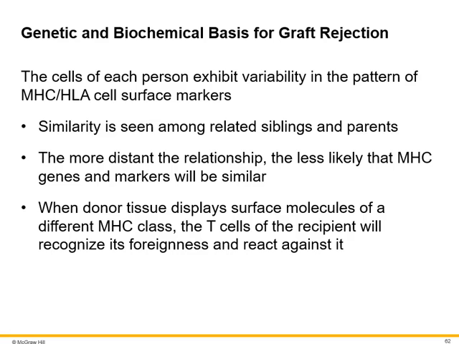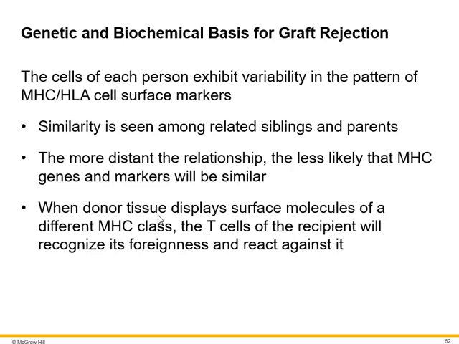So in that animation, we were looking at what happens with contact dermatitis, which is a very common type of delayed hypersensitivity. But a type 4 reaction is also a graft rejection, and this is when your immune system is looking for a particular MHC or HLA cell surface marker. If you have siblings and parents, there's very high similarity between the close relations, but the more distant the relation, the less likely the MHC genes and markers will be similar.